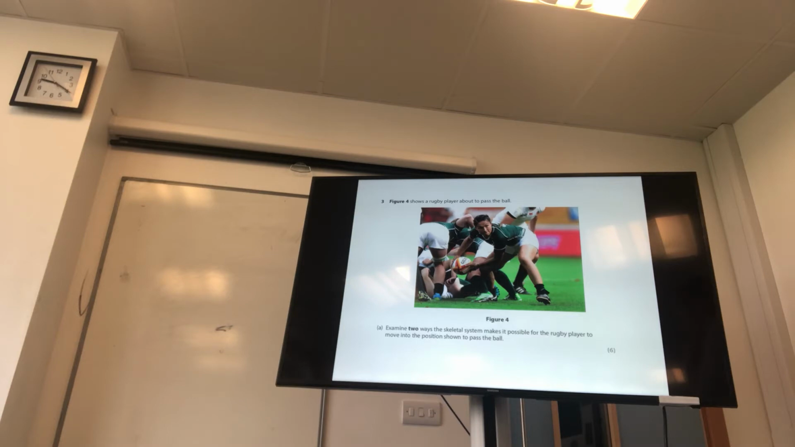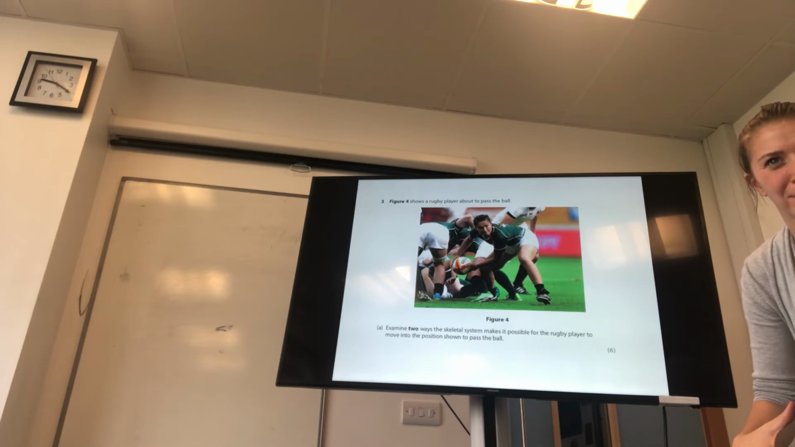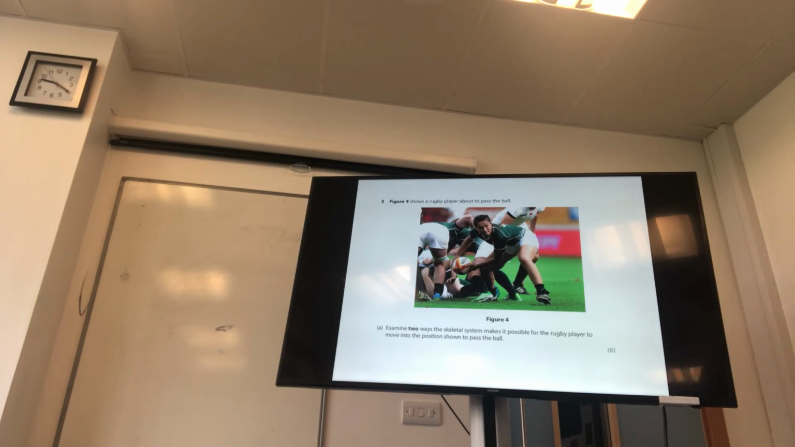I forgot what the P is. Oh yeah, thanks. So protection is important for rugby, but is it important to help her get into that position to pass the ball? Probably not. So it can't be protection. I wouldn't say blood cell production is important. Storage. So it must be these two. So then we've got to somehow link those two to her.